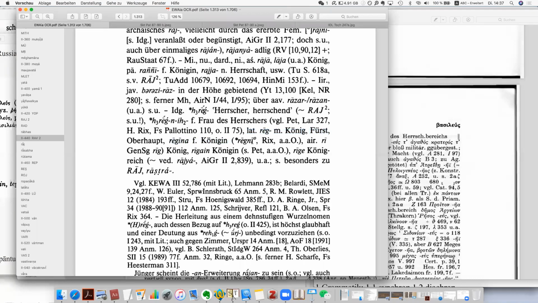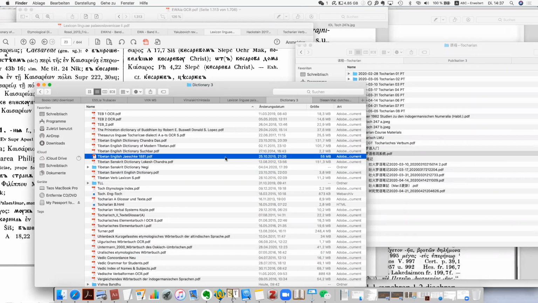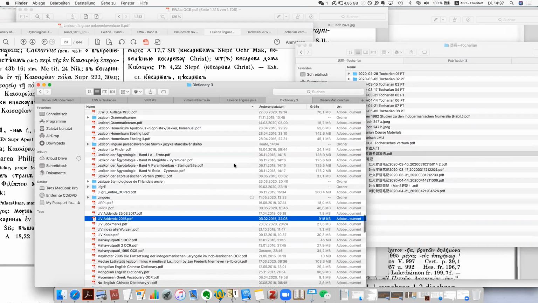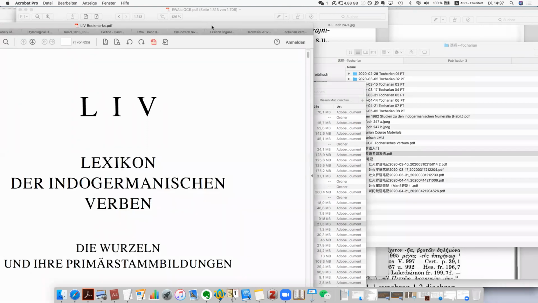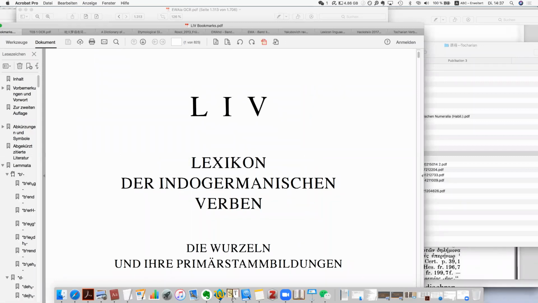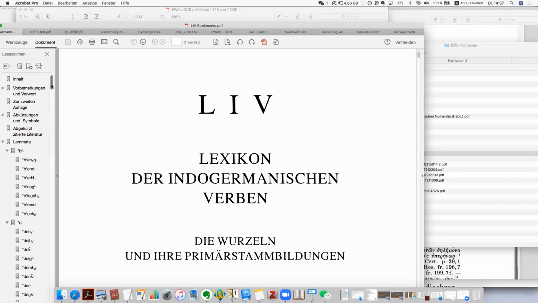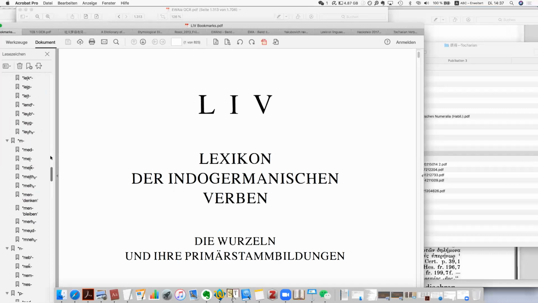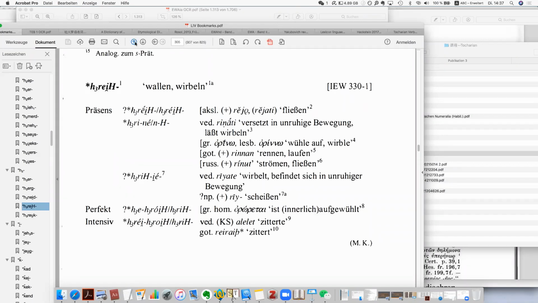Okay, and so what is actually the meaning of the root? So let's check the LIV if you want to know the meaning. So in LIV, you find the root, certainly. You certainly can find the root. It's laryngeal 2, laryngeal 3, sorry. Laryngeal 3.